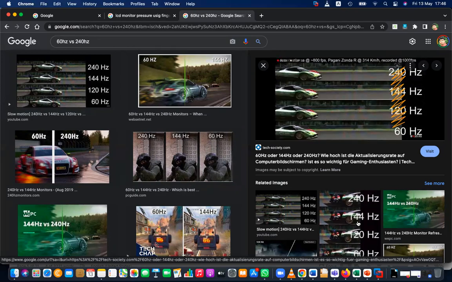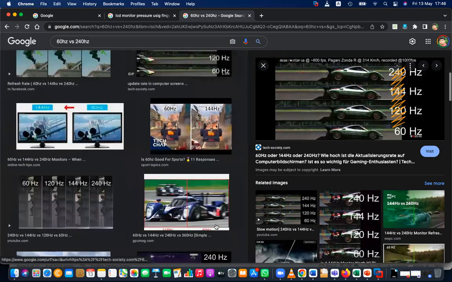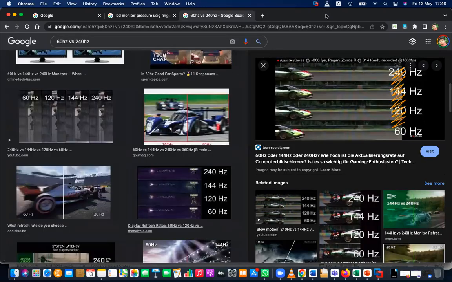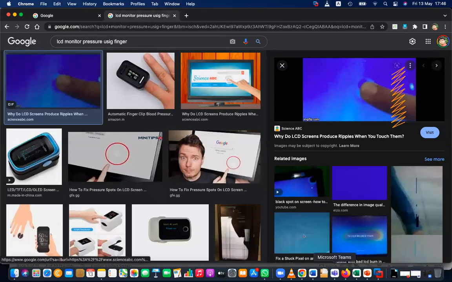So the higher the refreshing rate, the higher the quality, and the brighter the image. The image will look more bright. Okay. Now you have an idea about the screen and its behavior.